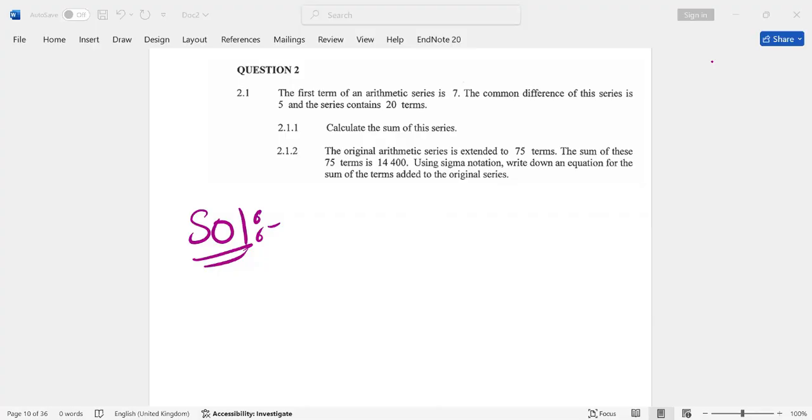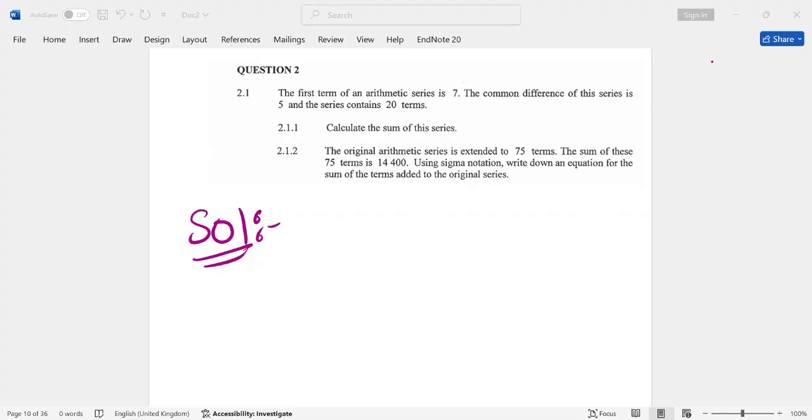Now the next question is question number 2.1. The first term of an arithmetic series is 7, the common difference of this series is 5, and the series contains 20 terms. Question 2.1 has two parts, 2.1.1 and 2.1.2. For 2.1.1, calculate the sum of this series.